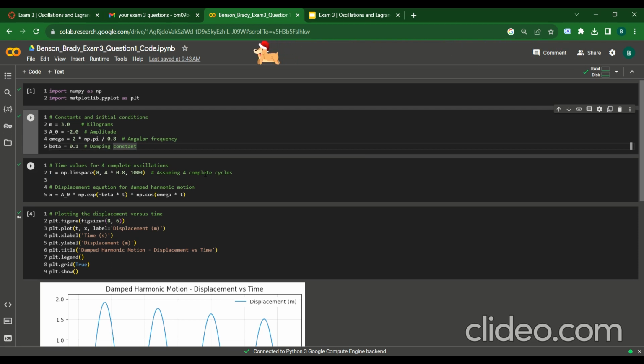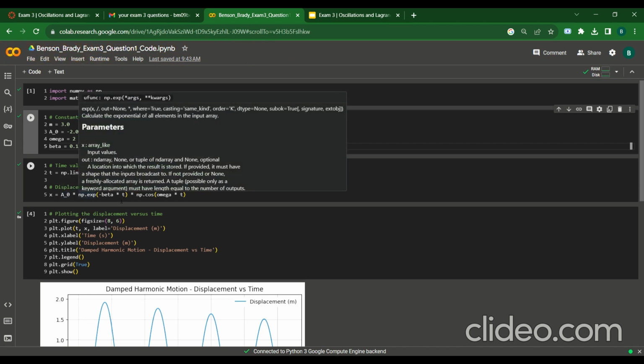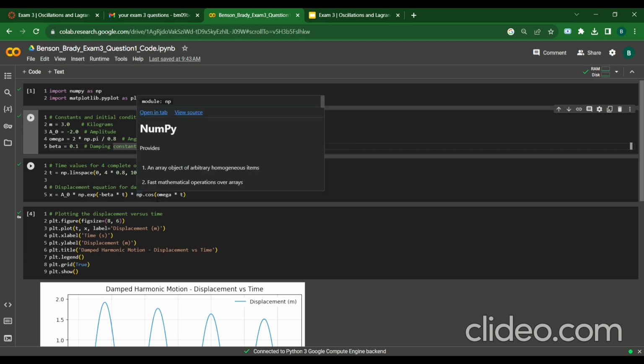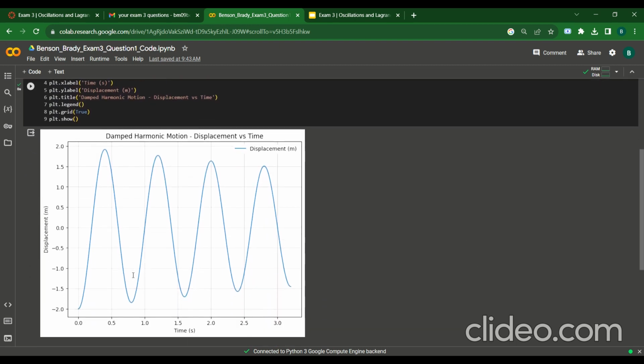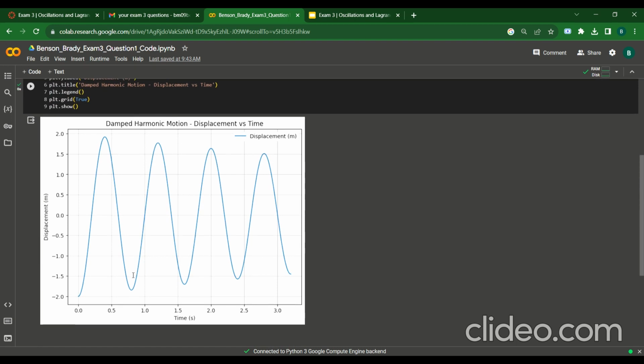And then I used this equation, x is equal to a naught times e to the power of negative beta times t, times cosine of omega t. And then I plotted it, and this was my phase space diagram that I was able to create.